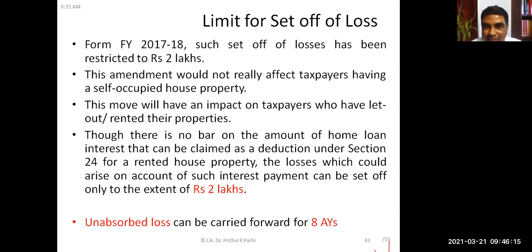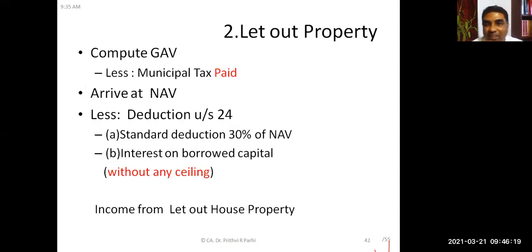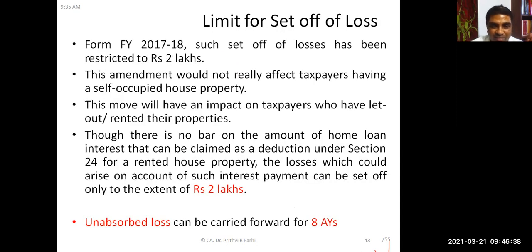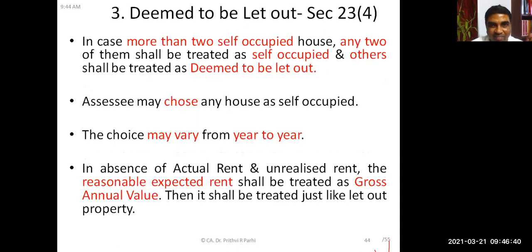Okay. So those who are filing returns may feel that interest is allowed in any amount in case of a let out house, but only 2 lakh rupees can get set off. The remaining amount above 2 lakh rupees will only be carried forward to the next year. Okay, did you understand this? Yes, sir. Okay, so 2 houses I covered.